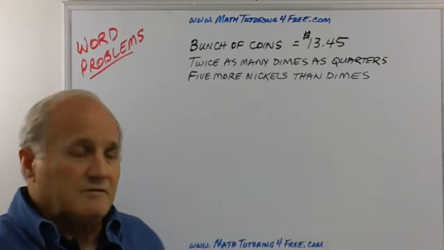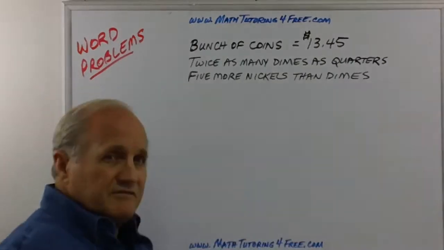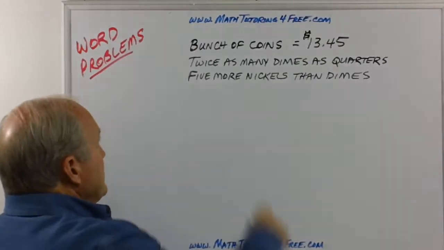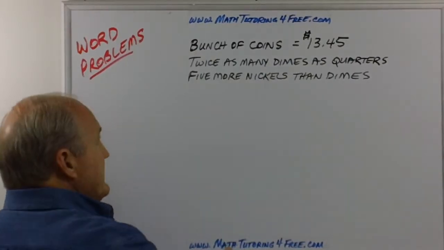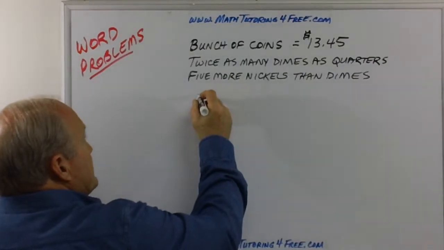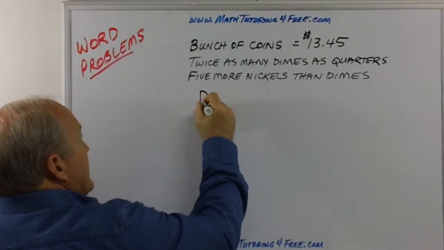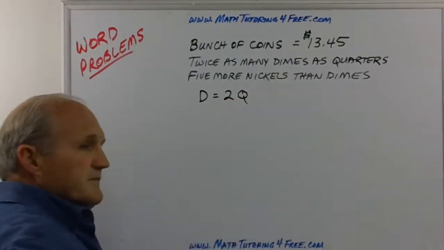Where do we start? Well, what do we know so far? The total of all of them is $13.45. Twice as many dimes as quarters. Well, how can we say that? If we have twice as many dimes as quarters, can we say that the number of dimes is equal to 2 times the number of quarters?